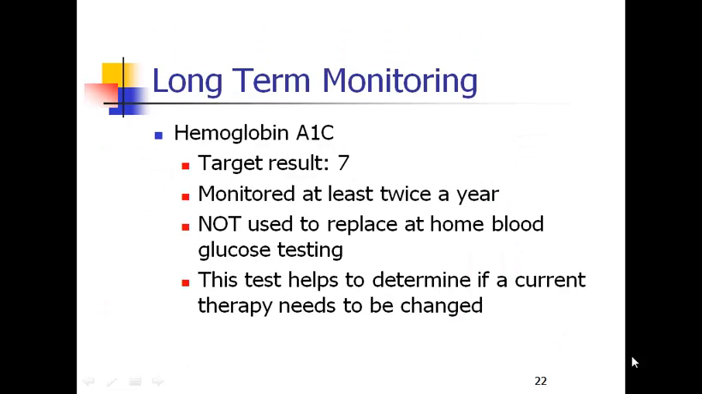The hemoglobin A1C is a blood test that is prescribed by the doctor to be done at least twice a year, at a minimum. The target result is a 7. Anything above indicates that the treatment plan must be altered in order to keep better control of the person's blood glucose. This test also helps to determine if a current therapy needs to be changed.